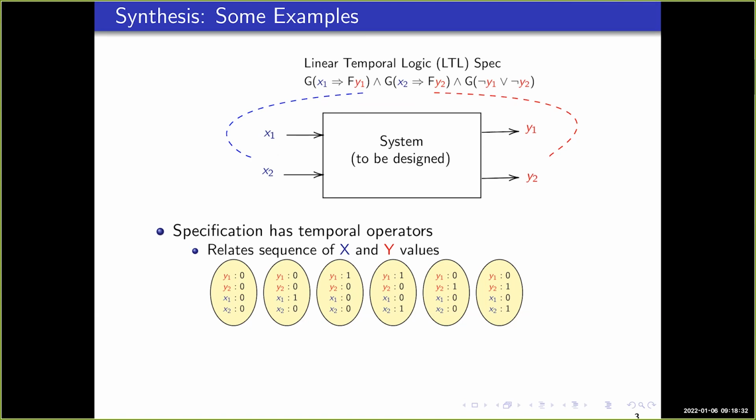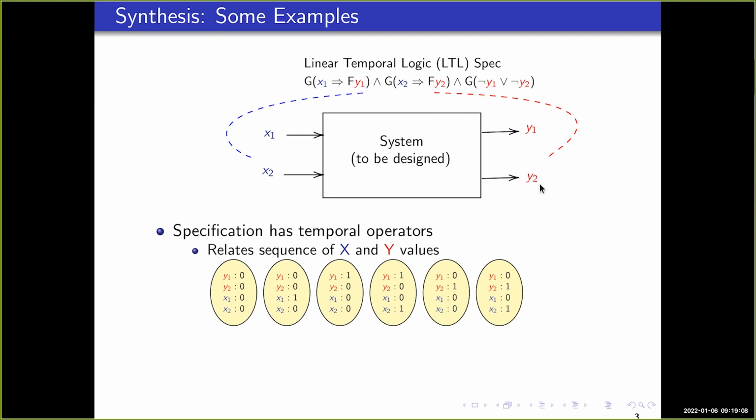If 10 time steps later again x1 becomes true, then sometime in the future of that 10th time step again y1 will become true, and so on and so forth. So it doesn't say when y1 should become true, after how many steps, but it says sometime in the future. And this is a similar statement about x2 and y2. So whenever x2 becomes true, at some time in the future of that instant, y2 will become true. And this is saying that at every point of time, either y1 or y2 is false, which means at no point of time can you have both of them as true.